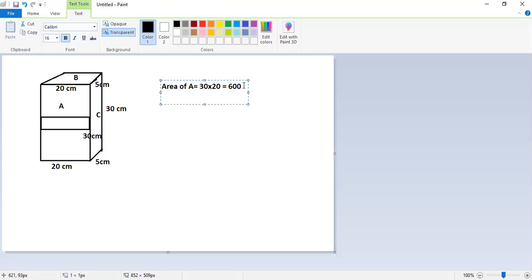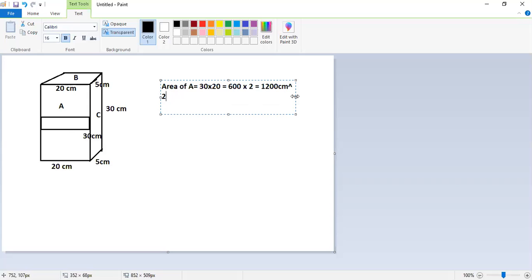Fine. The next one is, we did not finish it. Now, is that the end of area A? No, we have to multiply it by 2. Why are we multiplying it by 2? Because we have two faces, one face in front and one face behind. So 600 into 2 is going to give me 1200 square centimeter.